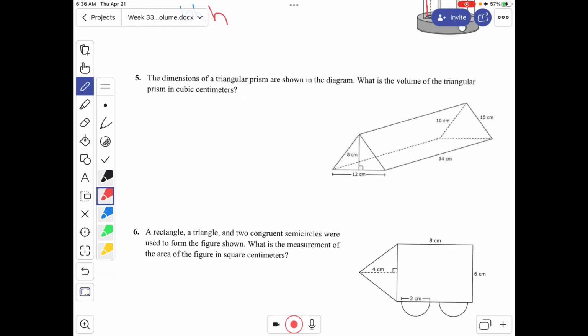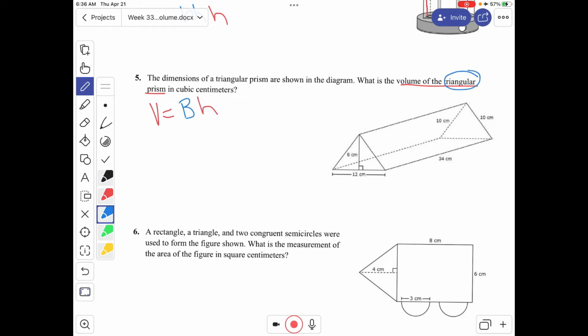Number 5, the dimensions of a triangular prism are shown in the diagram. What is the volume of the triangular prism in cubic centimeters? Volume of a triangular prism. So look at that sheet and get the formula: area of the base times the height.